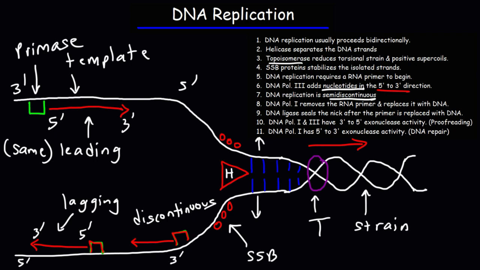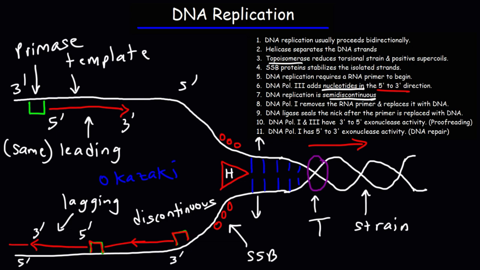Now, once that happens, you're going to have some spaces in between. By the way, these fragments are called Okazaki fragments. Hopefully I spelled that correctly. Now, another enzyme called DNA ligase seals the nick between the Okazaki fragments. And so there you have DNA replication. So that's the whole process there.